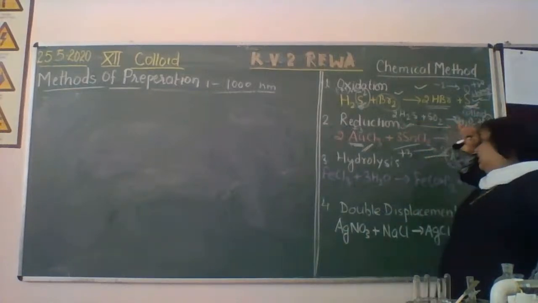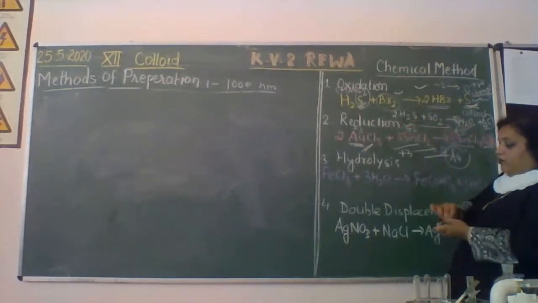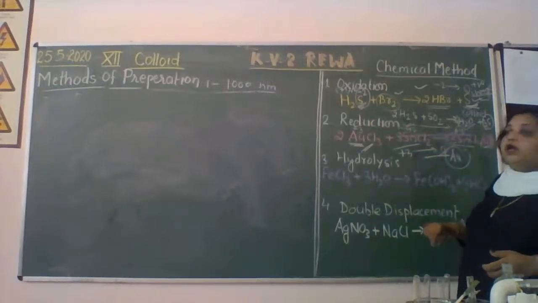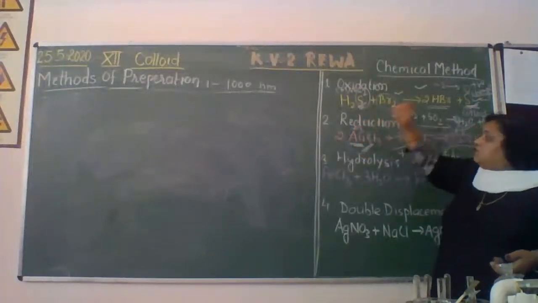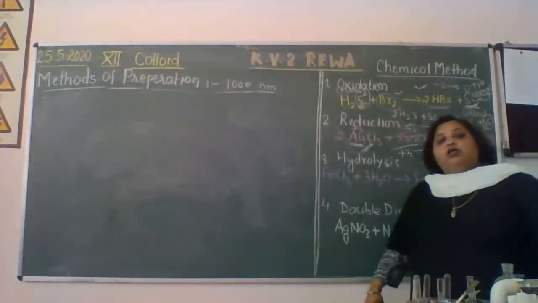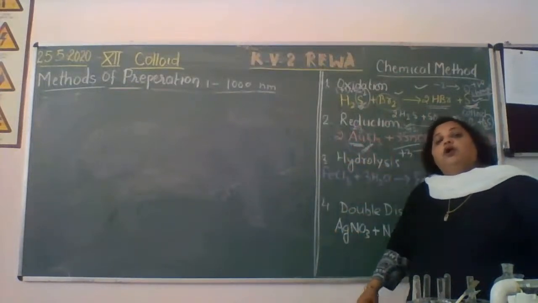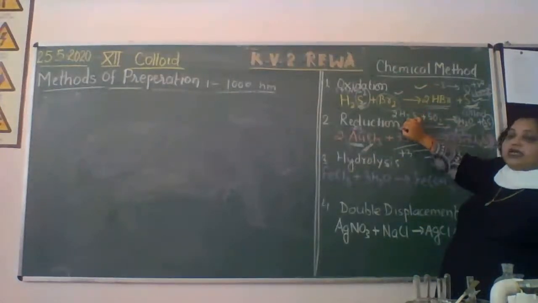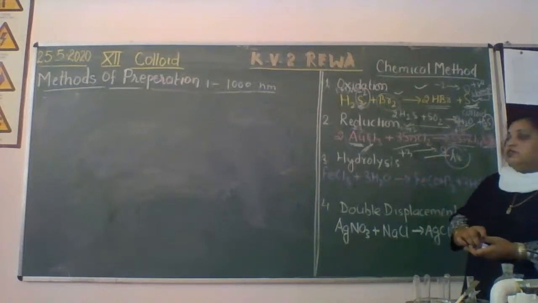Although tin is in the +2 oxidation state here, it is converted into +4. But since I'm not preparing the colloid of tin, I'm preparing the colloid of gold, that's why I'm considering the chemical change taking place with the gold here, right? So one method is oxidation, the second method is reduction, the third method is hydrolysis.